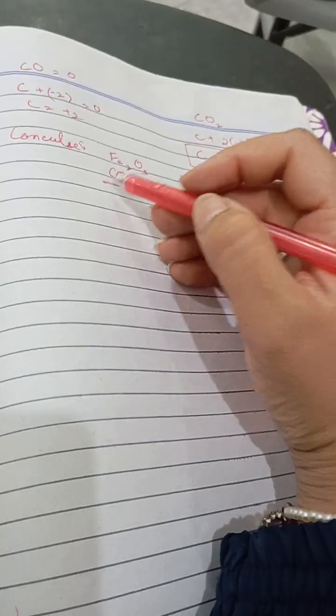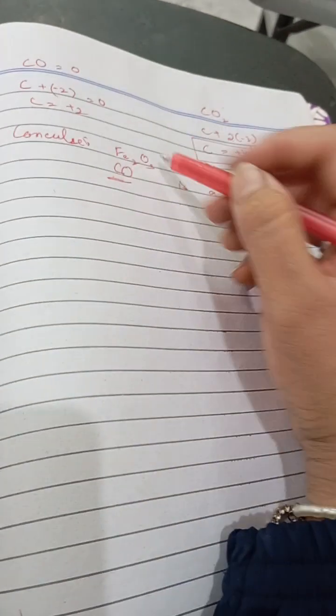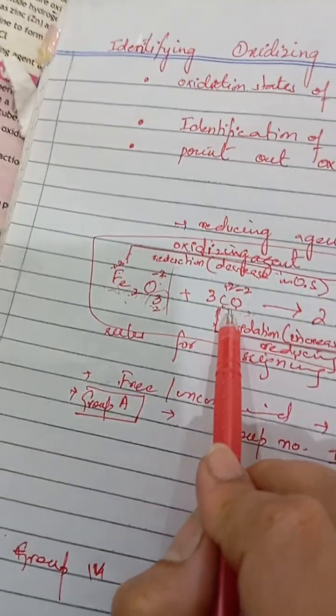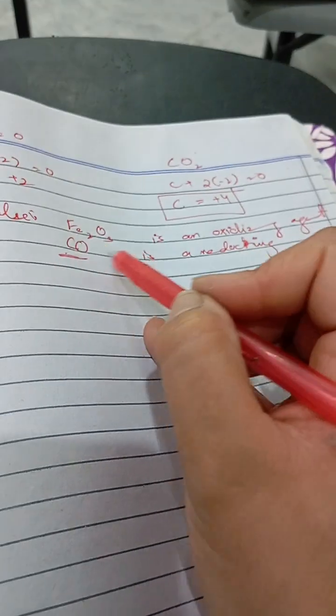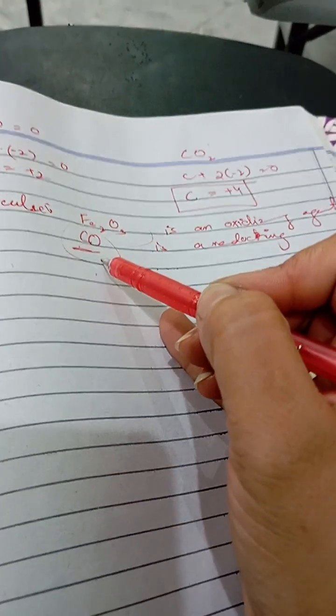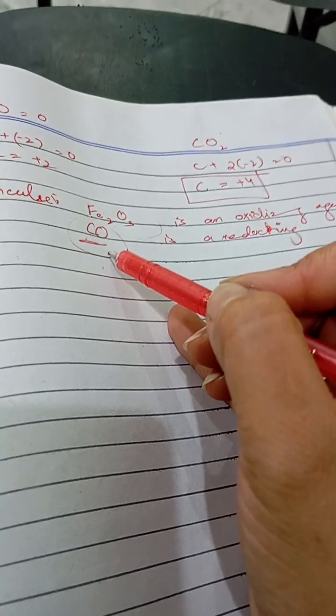Do not write a single element of that compound. Always remember, oxidizing agents and reducing agents belong only to the reactants. Number two, the oxidizing and reducing agents are the whole compounds, not the individual elements present in that particular compound.